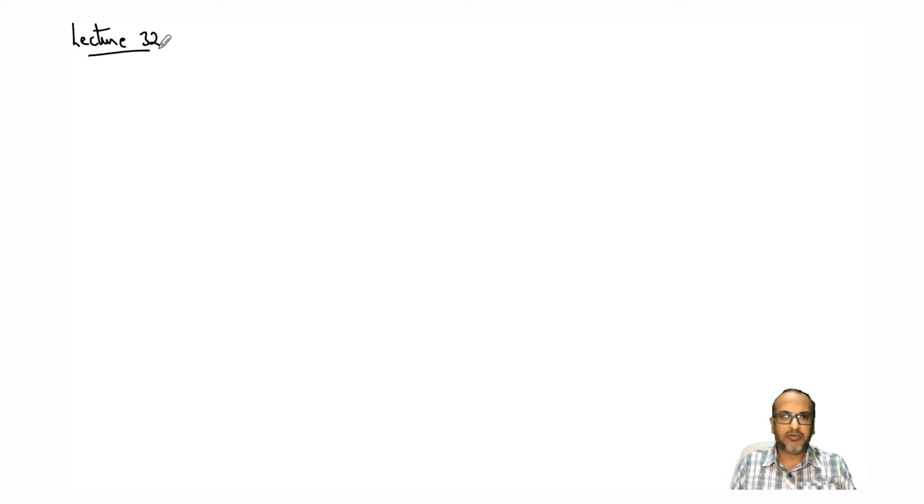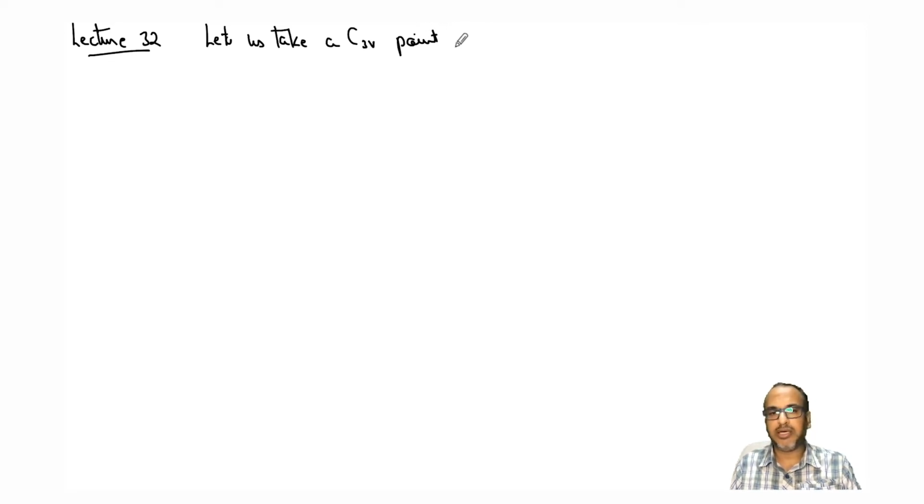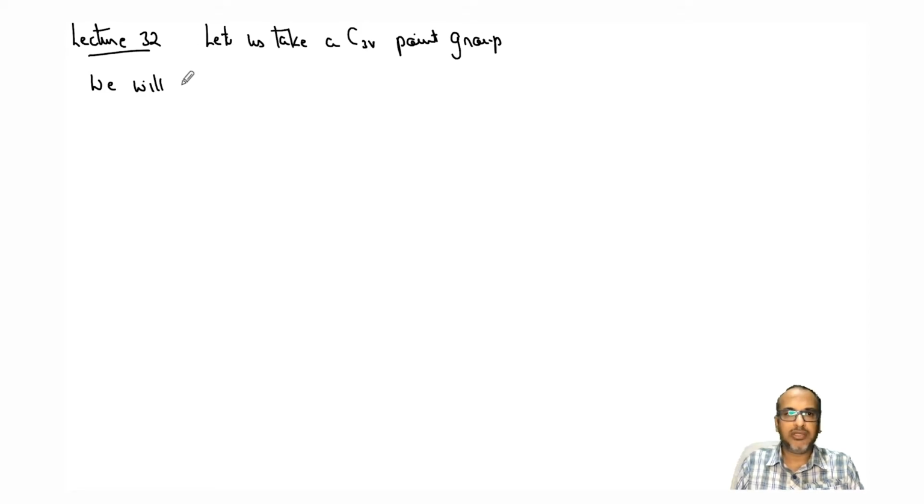So without wasting time, let us actually try to take an example, a C3V point group example, because we have seen all the matrices, and we have no difficulty understanding how the matrices are obtained for this particular point group. So let's take an example of this point group, and what we are going to do is we will consider a general function. As of now, we are not taking any of the atomic orbital wave functions. We'll just consider a general function.